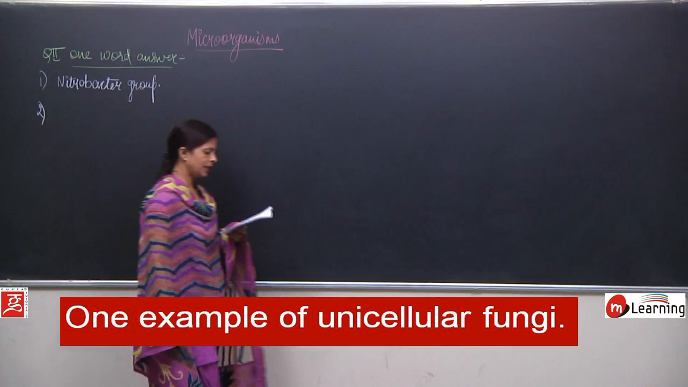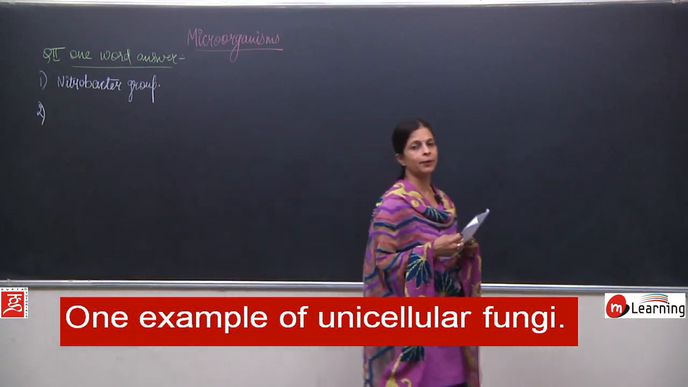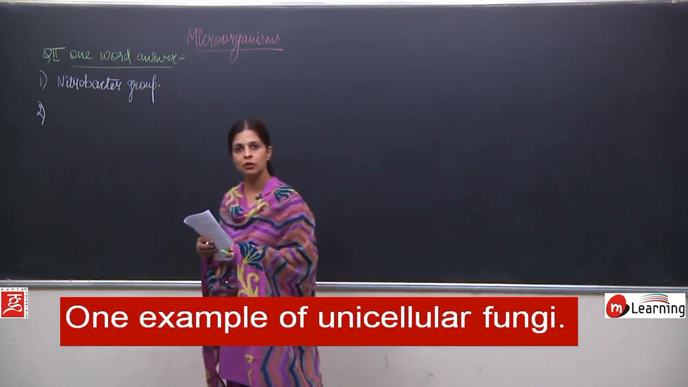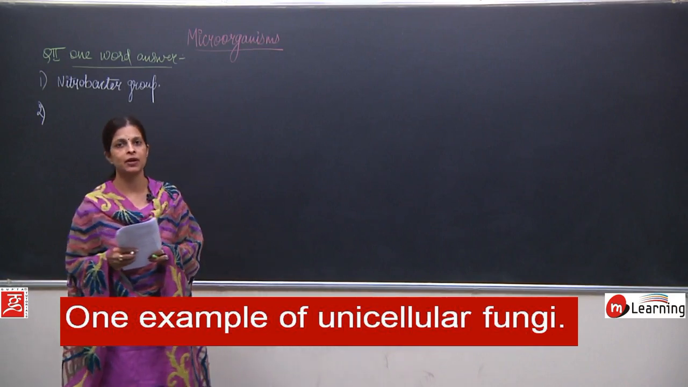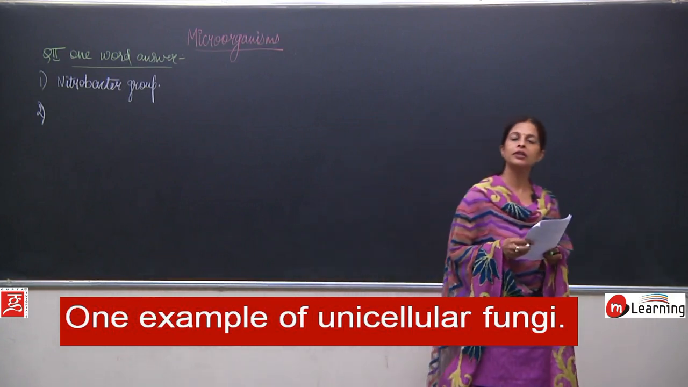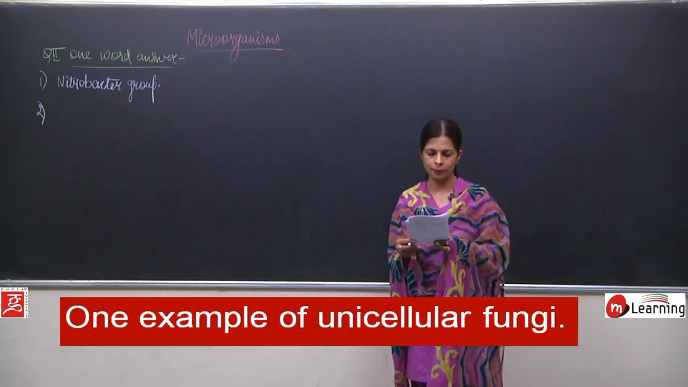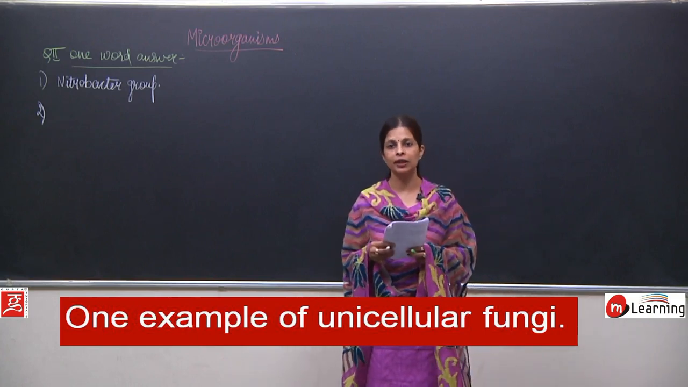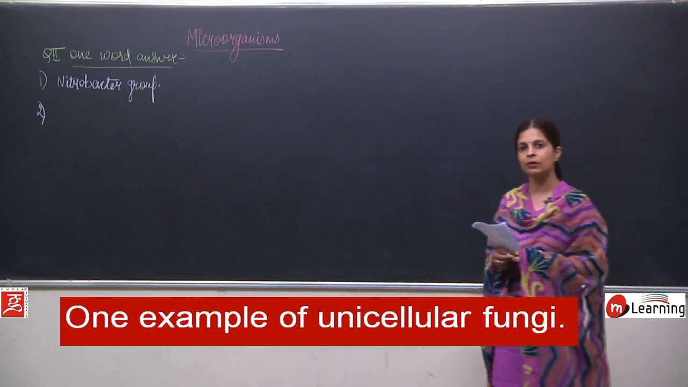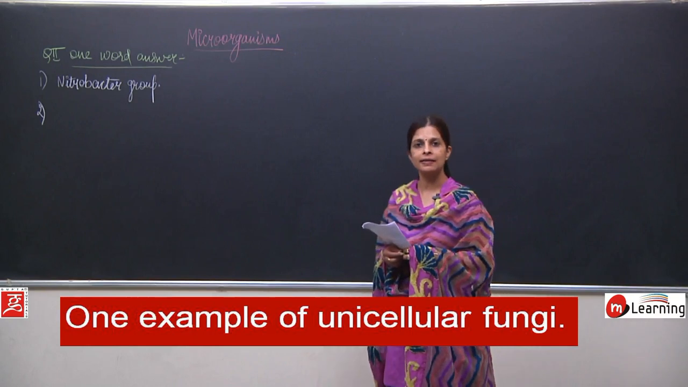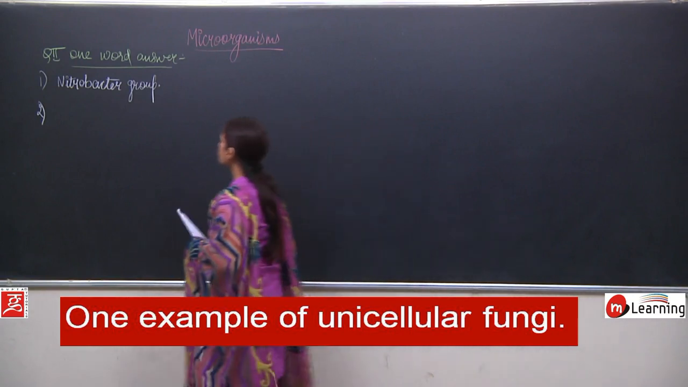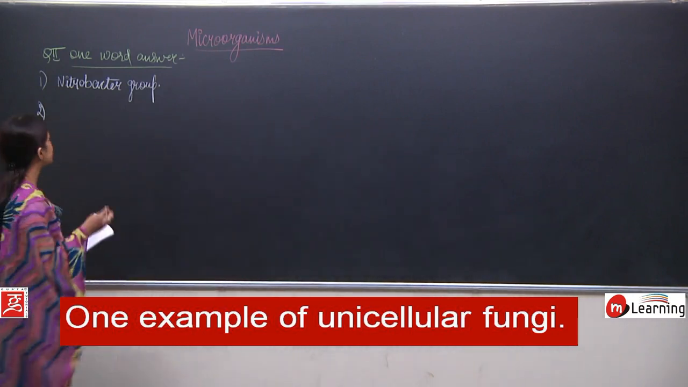Come to the second one, example of unicellular fungi. We have read fungi. We know that microorganisms can be divided into certain groups like bacteria, fungi, viruses, protozoa and algae. And in this, they are asking about the unicellular of what? The fungi. We also know that some fungi are unicellular while some of them are multicellular. Here they are asking about the name of the unicellular fungi. So we all know and we have discussed this, it is yeast.